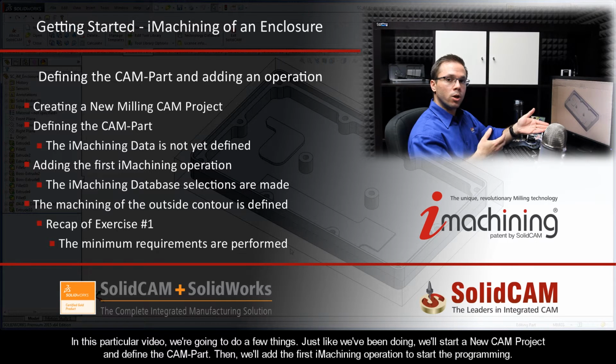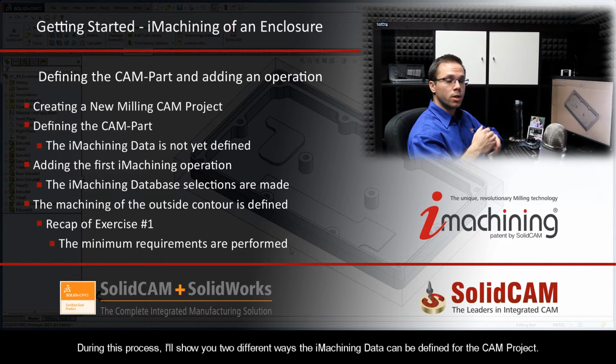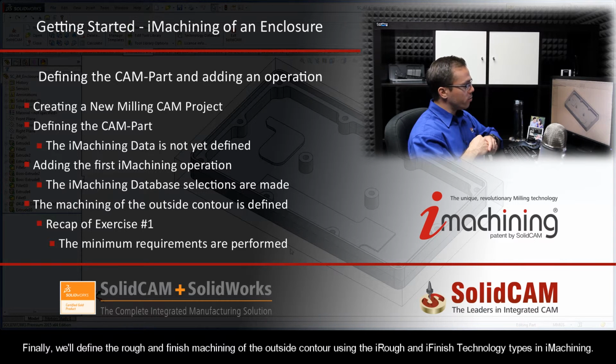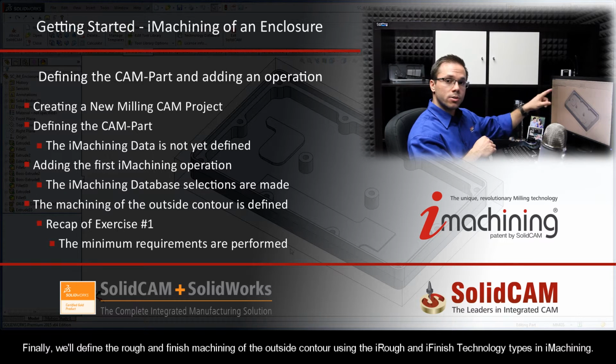Just like we've been doing, we'll start a new CAM project and define the CAMPart. Then we'll add the first iMachining operation to start the programming. And during this process, I'll show you two different ways that the iMachining data can be defined for the CAM project. And finally, we'll define the rough and finish machining of the outside contour using the iRough and iFinish technology types in iMachining.